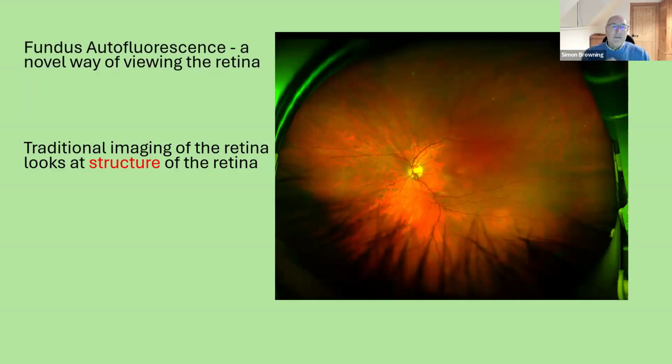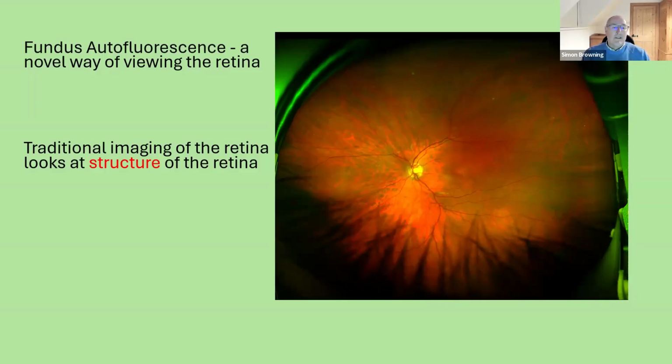Now, this is the first image that I ever took using autofluorescence. As might have been said last time, I was lucky enough to be the first person literally in the world to use autofluorescent imaging in the high street setting. And this was the very first patient that I imaged. He came to see me completely asymptomatic, routine eye test, and this was the image that I took of his retina. As far as I was concerned, to all intents and purposes, structurally, it looked absolutely fine.